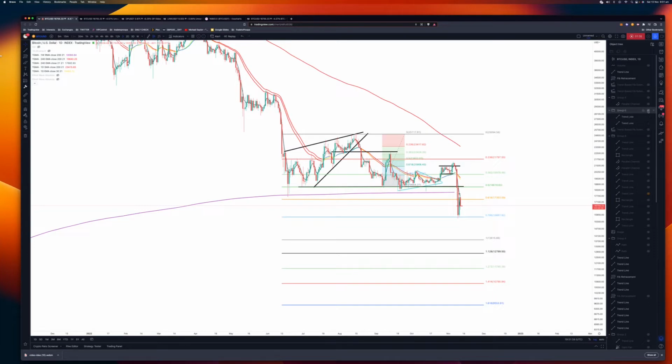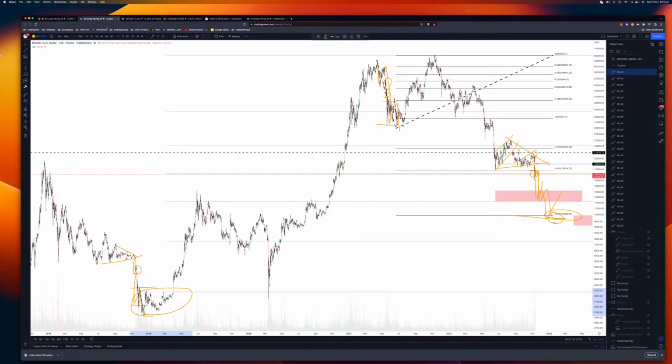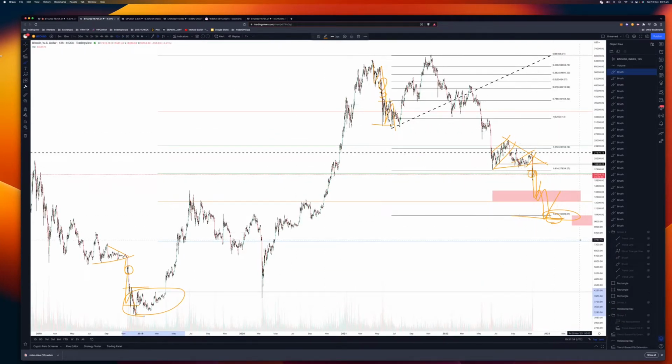Let's see if I still saved it. No, it didn't save it. Okay, let's see if it's on another chart. So you can see I talked about all this and didn't record.